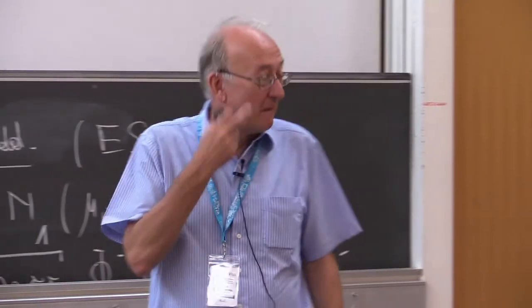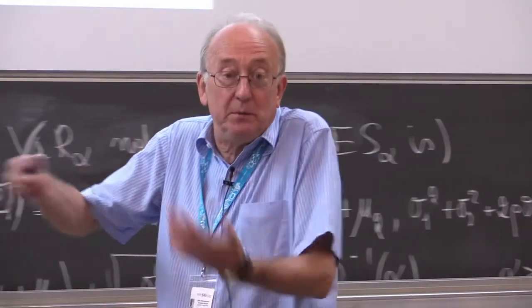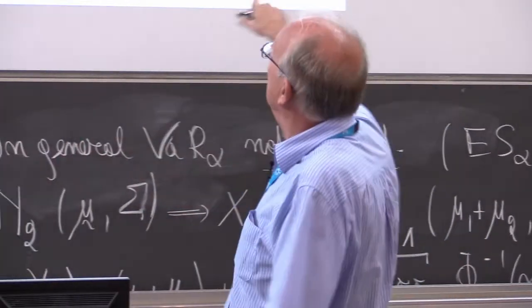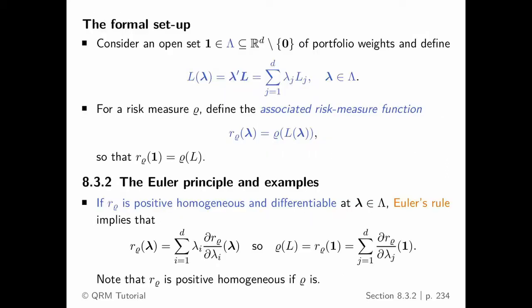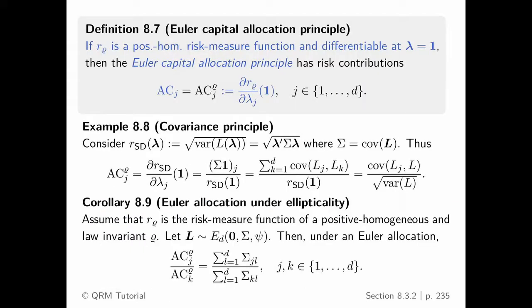Anyhow, so you now take your risk measure. Here's one example: the Euler capital allocation principle, where your capital are these weights. You take this formula for lambda equals 1, and if you take the sum of the L's, you have your individual subunits. So that's the Euler principle.